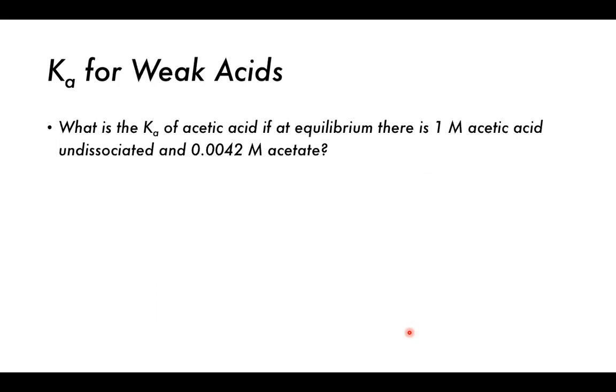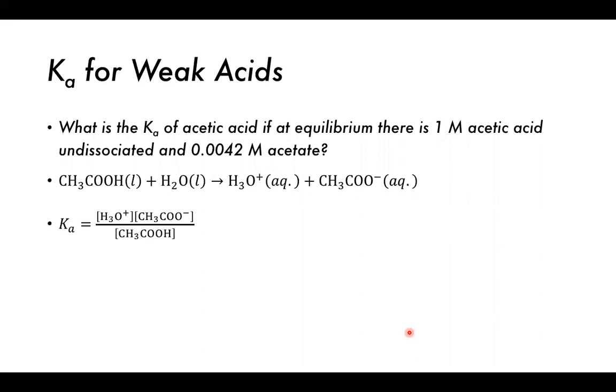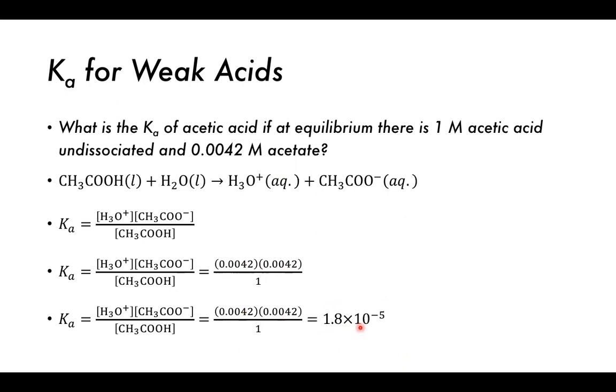Ka for weak acids, then, is actually where it's more important. So what is the Ka for acetic acid if at equilibrium there's 1 molar acetic acid undissociated and 0.0042 molar acetate? So we have here the reaction where we will see the dissociation of the acetic acid. Then we can form the Ka like so. Then the Ka, fill in the values from the concentrations which we had in the question. Then we find out that the Ka value is 1.8 times 10 to the minus 5, just using our calculator.